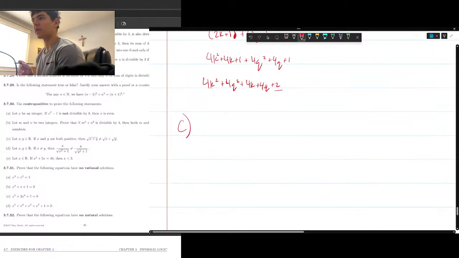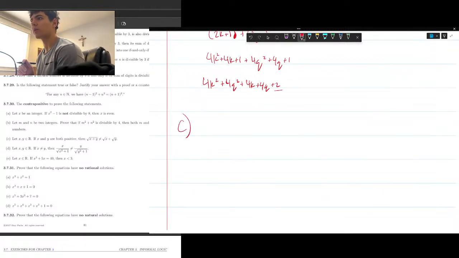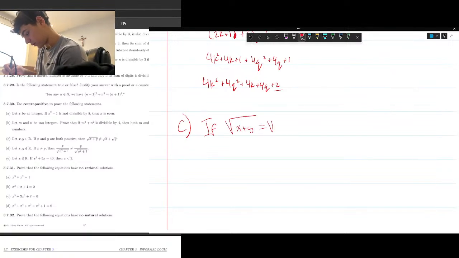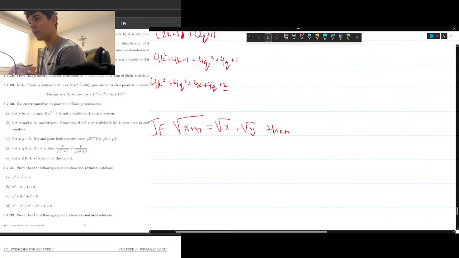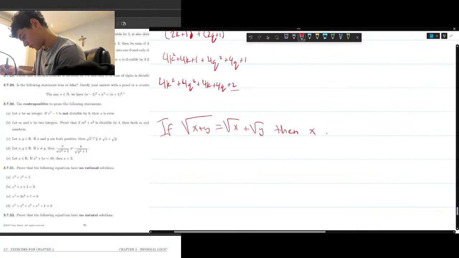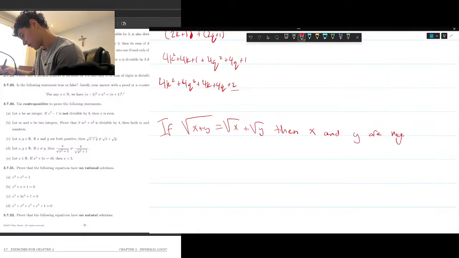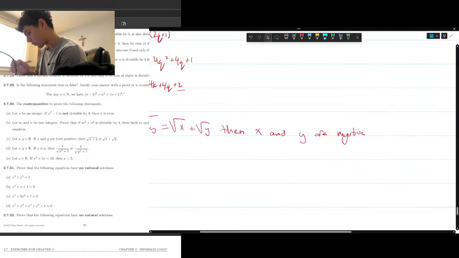Contrapositive. Let x and y be real numbers. If x and y are both positive, then x plus y is not equal to x plus y. So if x plus y is equal to x plus y, then x and y are negative real numbers.